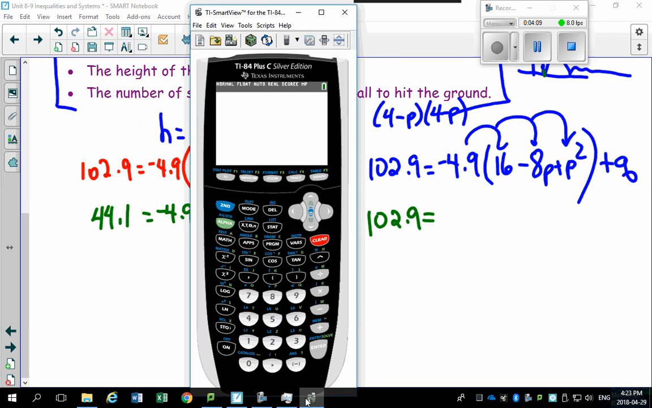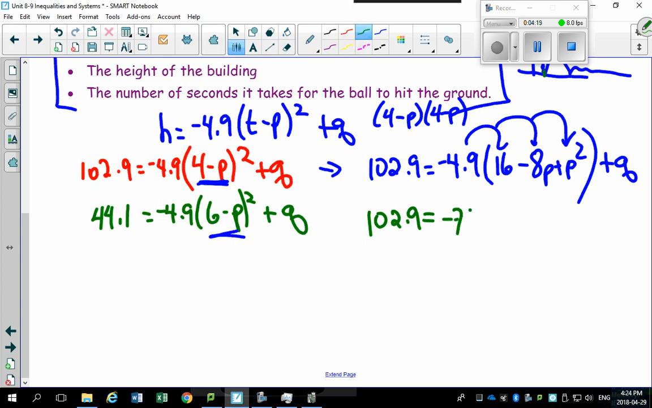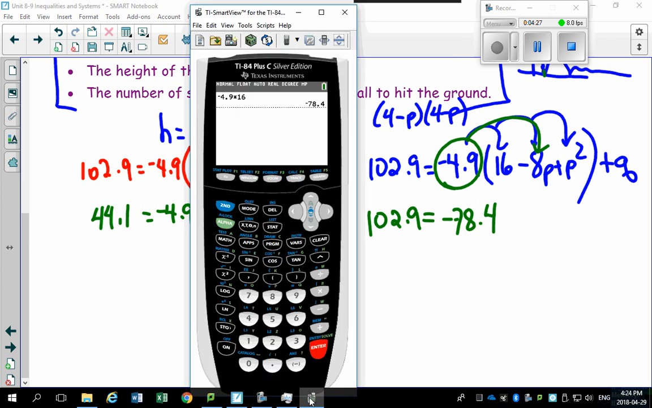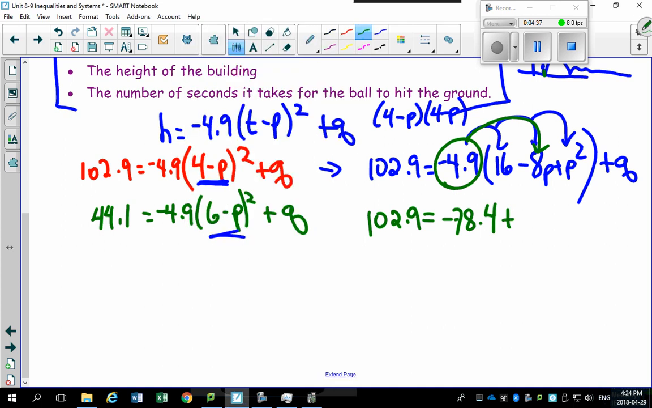There you are. Minus 4.9 times 16. Okay, that gives us a value of minus 78.4. So this is minus 78.4, right? There's minus 4.9 times minus 8p. So I got to multiply that now by minus 8p. So minus 4.9 times minus 8 works out to be positive 39.2p, plus minus 4.9 p squared plus q.